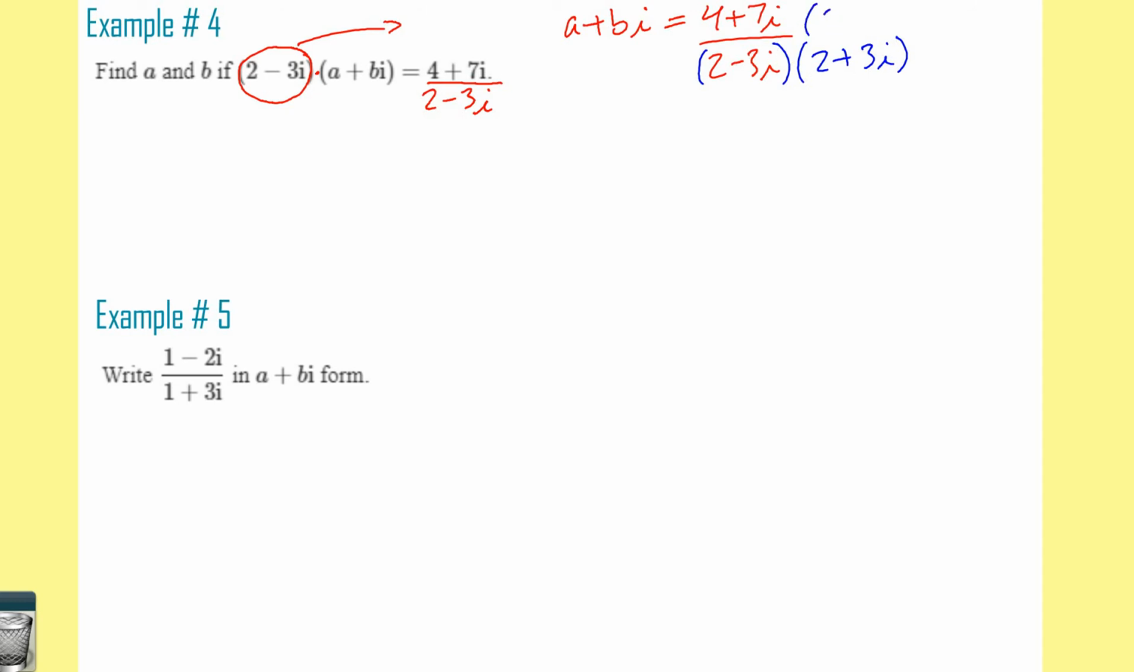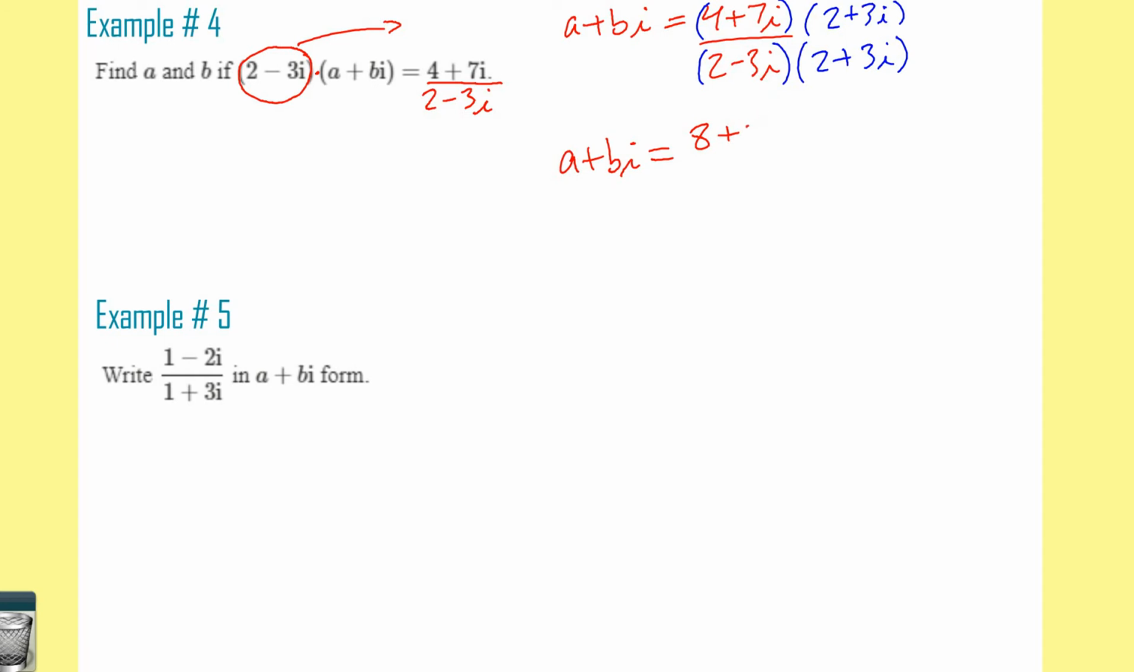Conjugates are great, but whatever we do to the bottom, we have to do to the top. So then just multiply them out. So let's see. We get a plus bi equals, what's that? 8, 12, and 14. I'm going to combine my like terms as I go.